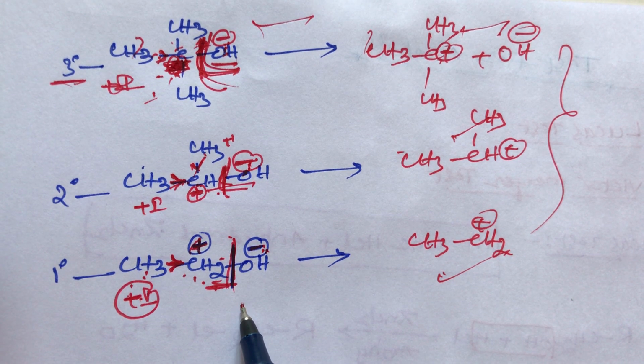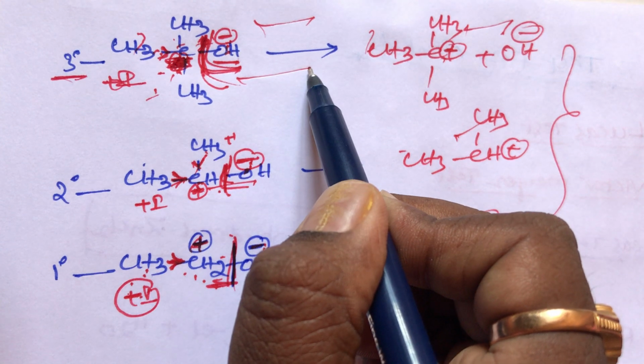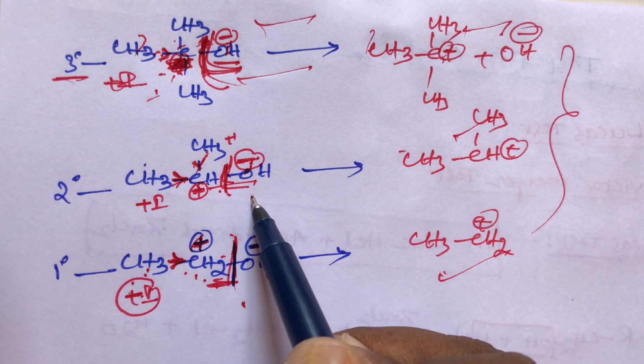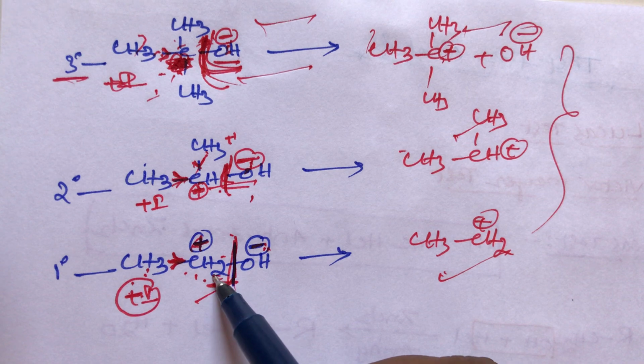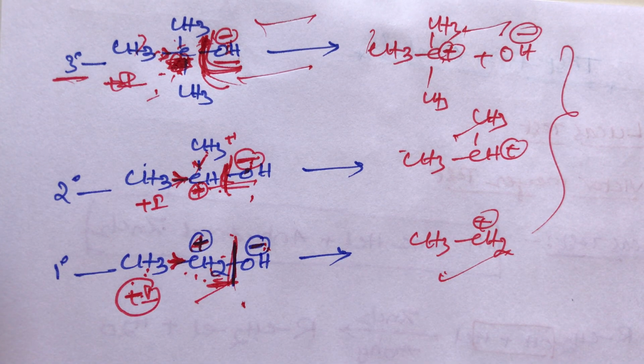So that's why with Lucas reagent, the tertiary carbocation is more reactive than the secondary carbocation, and the secondary carbocation is more reactive than the primary carbocation. So this is the simple trick, students. In the Lucas reagent test, tertiary alcohols react very fast compared to secondary alcohols. Secondary alcohols react after 5 to 10 minutes, and primary alcohols give no precipitate, that means no PPT. That is the simple trick, students. This Lucas test is done at room temperature only.